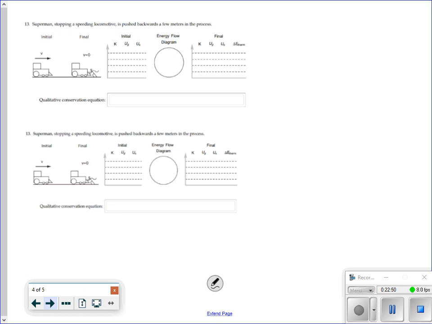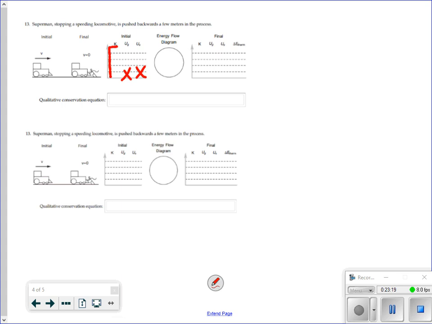So these 2 examples, I copied them twice because there's 2 different ways you can do this and 2 different ways you can look at it. And I've left a little space over here for some of the notes that we ended up taking in the class. So Superman is stopping a speeding locomotive and it's pushing him backwards a few meters in the process. All right, so if I go to do this, what I'm going to notice, of course, is that yes, I have kinetic energy to start with. No, I don't have gravitation because it's not off the ground. And no, I don't have spring.